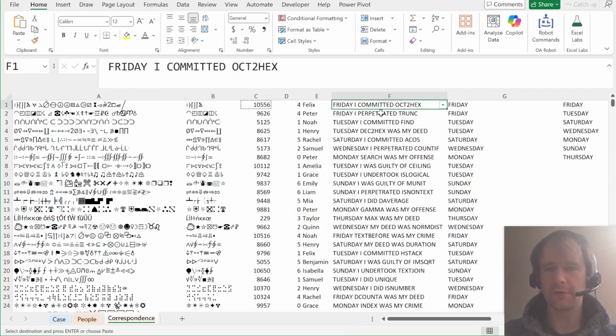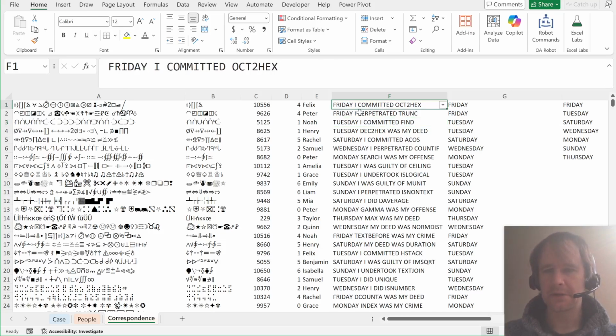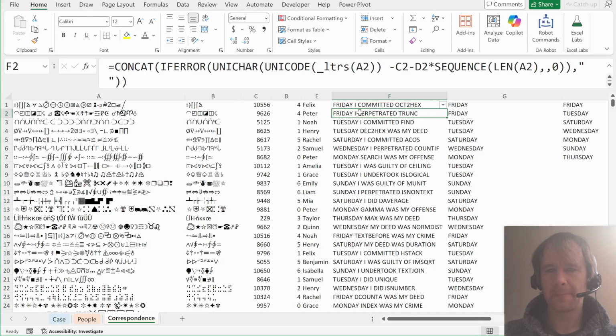And if you have a sharp eye, you'll notice that this is hard-coded, whereas the rest of these are formulas. That's because with the formula I used on the day, I didn't even read the part about spaces and numbers being skipped. But I saw that it was throwing an error on the spaces, so I just said if error, space, which meant that this didn't give me oct2hex, it just gave me oct space hex. And similarly down here, dec space hex.